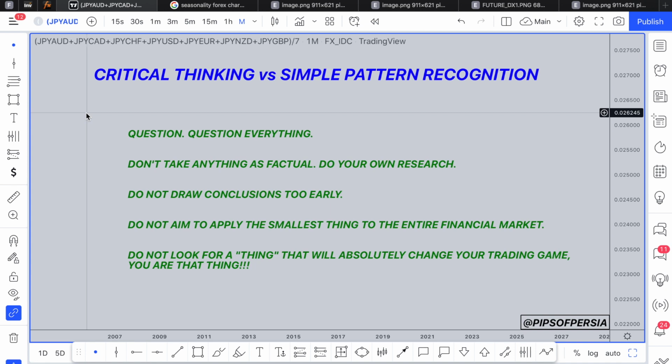And I will end it off with this. If it was that obvious and that easy and straightforward, everybody would have realized it and would have made millions from it already. And by it, I'm not just referring to the seasonality charts.